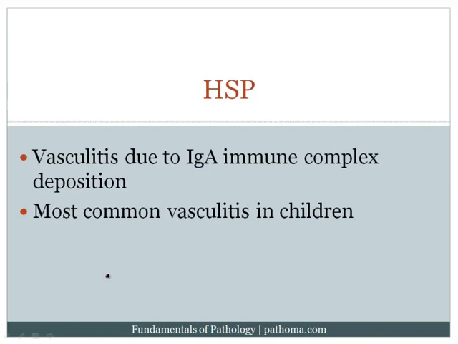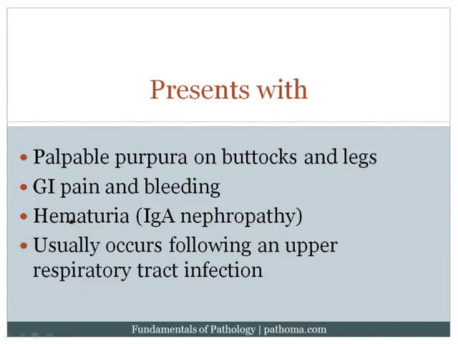The last small vessel vasculitis that I want to talk about is called HSP, or Henoch-Schönlein purpura. This is a vasculitis due to IgA immune complex deposition. It's the most common vasculitis in kids. The classic presentation is that of palpable purpura on the buttocks and the legs. The purpura indicates that it looks very similar to bleeding in the skin. However, remember that when you have bleeding in the skin, it would not be palpable. In this particular case, it is palpable, and that's because there's inflammation along with that vasculitis.